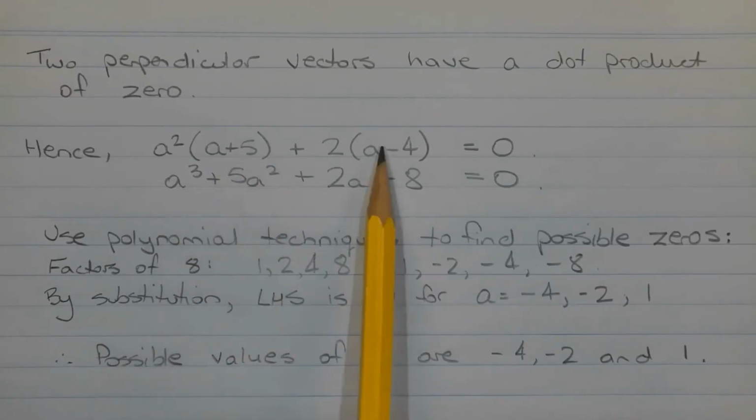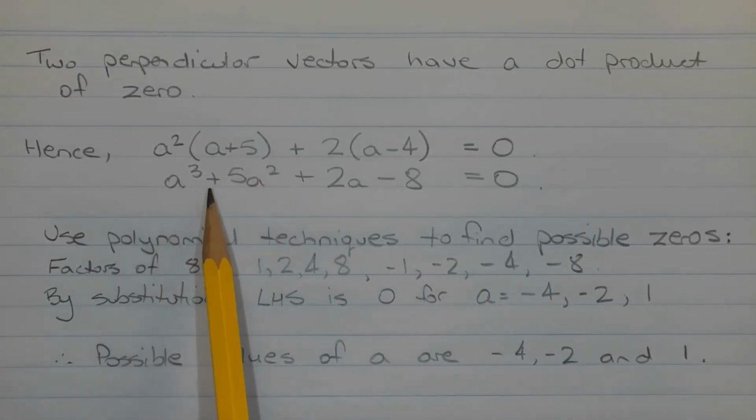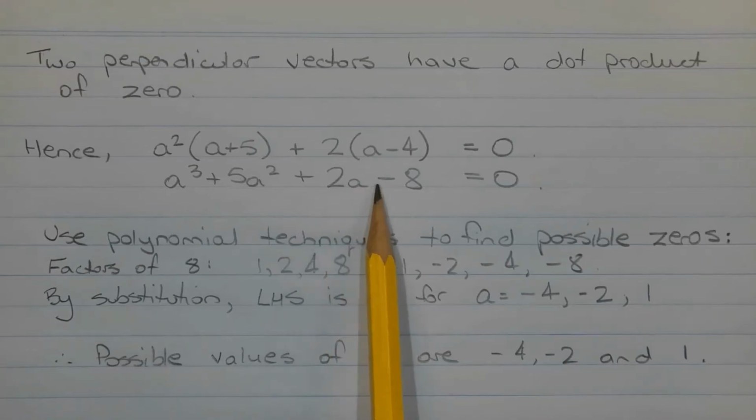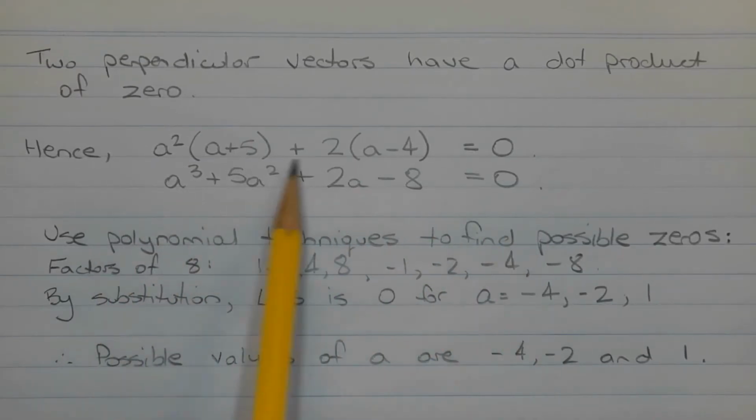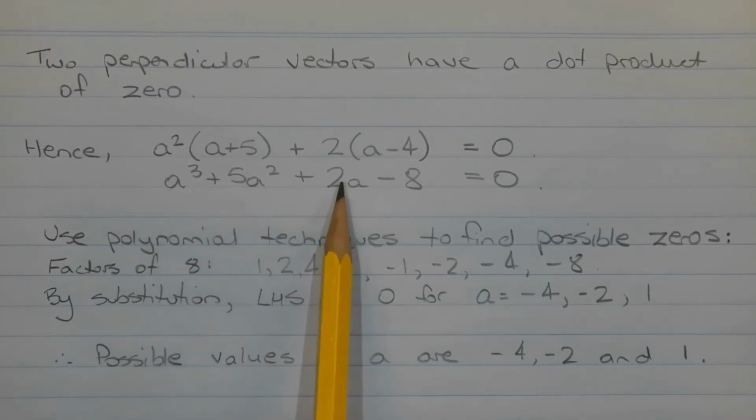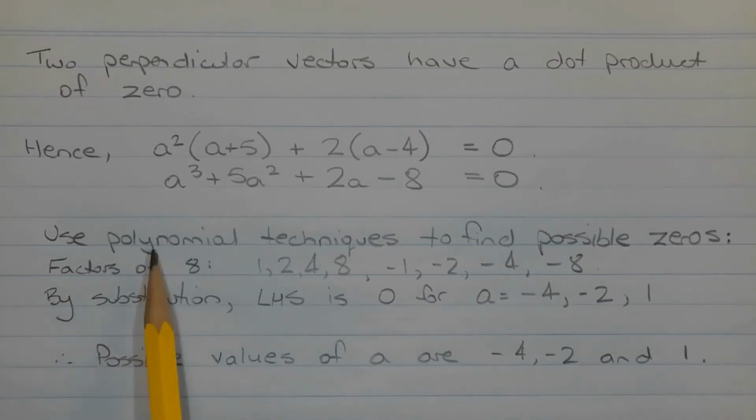Expanding the brackets on the left-hand side of this equation, we get a cubed plus 5a squared plus 2a minus 8 equals 0. Now we formed a cubic polynomial equation and we want to find the values of a such that the left-hand side of this equation is equal to 0. Now we can use polynomial techniques to find possible zeros. One way we can do that is to consider the factors of the constant term 8. And the factors of 8 are 1, 2, 4, 8, negative 1, negative 2, negative 4, and negative 8.